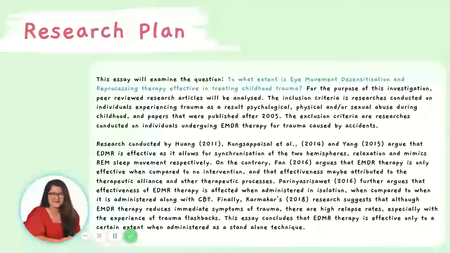The exclusion criteria are research conducted on individuals undergoing EMDR therapy for trauma caused by accidents. So a road accident or a sports-related injury that caused trauma, I am not including in my paper. So this is my methodology, just a brief outline of my methodology. In the next paragraph, I'm summarizing all of the research that I'm using in my body before I have even actually explored that. So this is what you will be expected to do in your introduction as well.